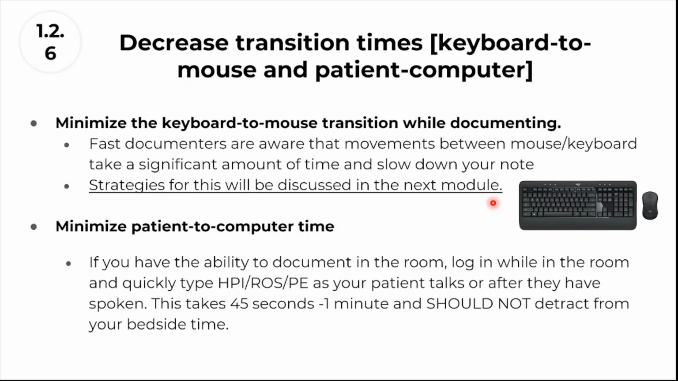And again, this is our thematics module. We have not gotten into the practical efficiency steps yet. Something to also keep in your mind is minimizing patient to computer time. If you have the ability to document in the room, log in while in the room and quickly type in your 1.5 minute HPI, ROS, and physical exam as your patient finishes a discussion. This could be before or after you examine them, and this can take about 45 seconds to a minute. It should not detract from your bedside time. If you have the ability to do this with a computer in the room, I highly advise it, especially if you don't have scribes and if you don't have anybody else who can be concurrently working while you're getting a patient history.